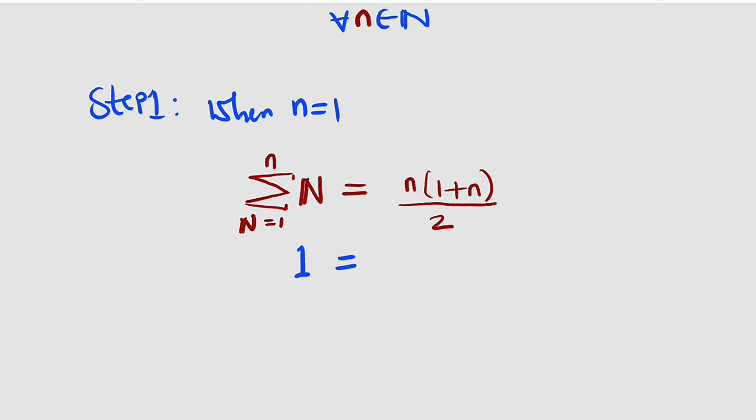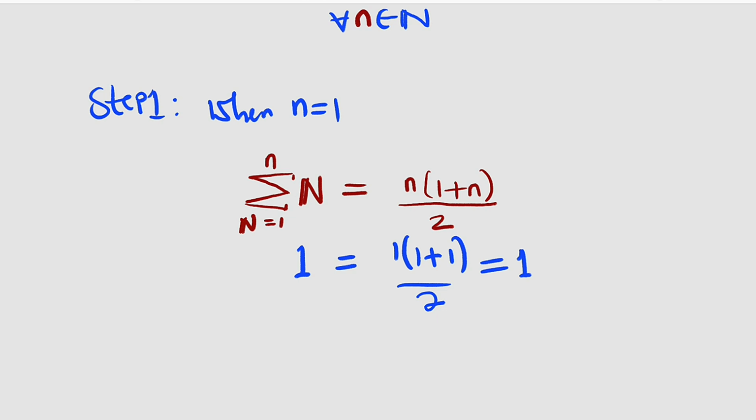Is this the same thing as the right hand side? The right hand side will be 1 multiplied by 1 plus n, which is also 1, divided by 2. In the bracket, we have 1 plus 1, which is 2, and 2 multiplied by the 1 outside is still 2. 2 divided by 2 is 1. So the right and the left hand side are all equal to 1.